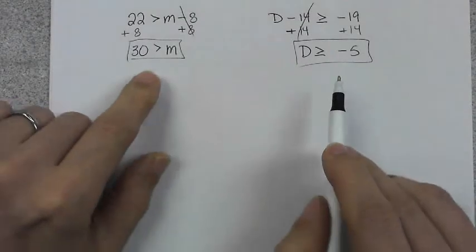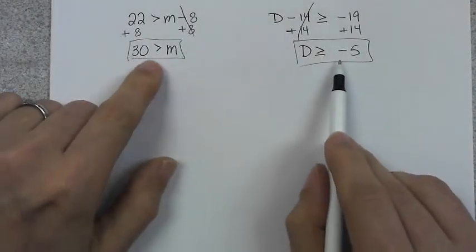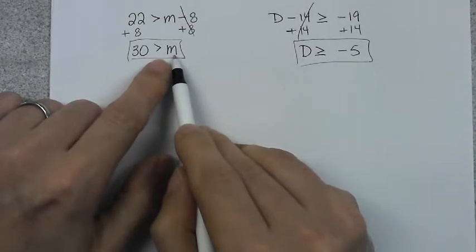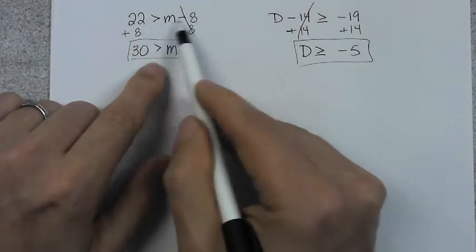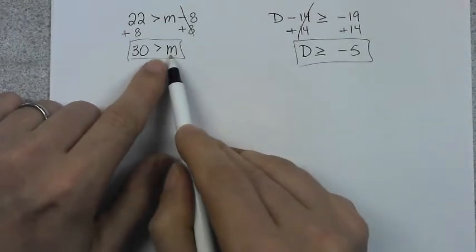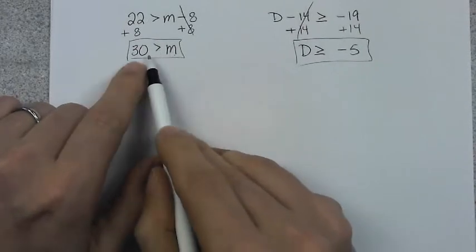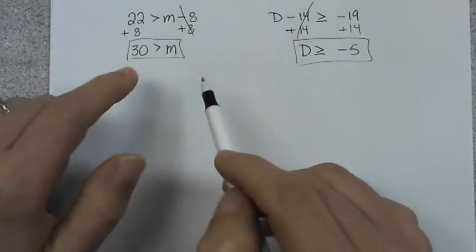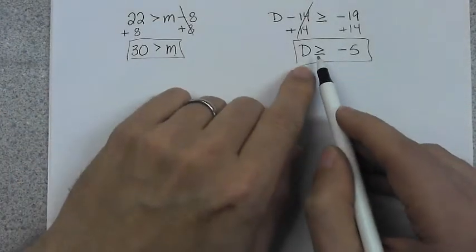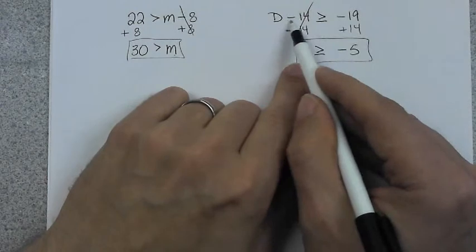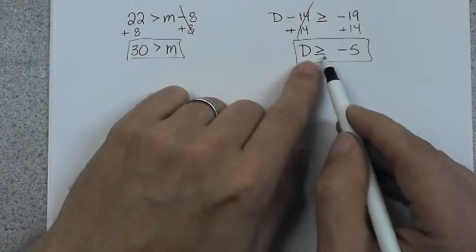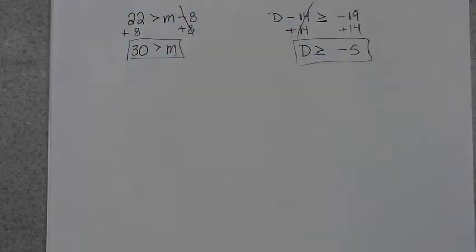So now you might be wondering, what do these answers actually mean? Well, this means that any value of m that's going to make this statement true has to be less than 30, or 30 has to be larger than any value of m that you put in there. Either way you want to look at it. For this one, any value of d that you put in here that's going to make this true has to be greater than or equal to negative 5. So let me show you what I mean.